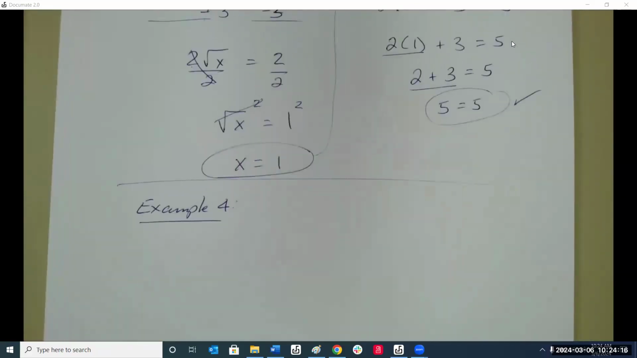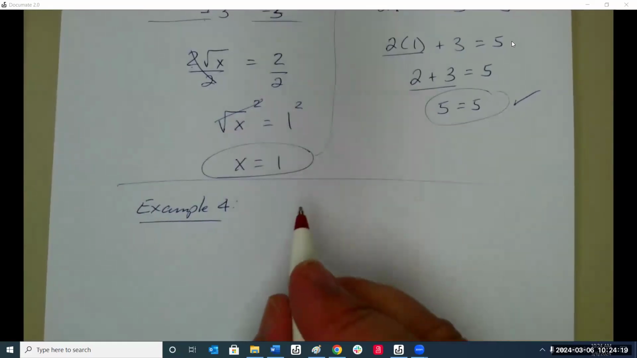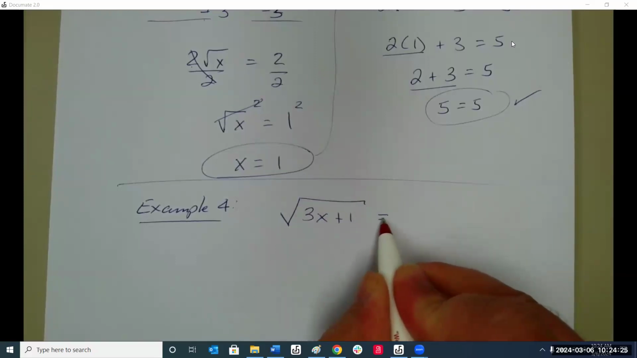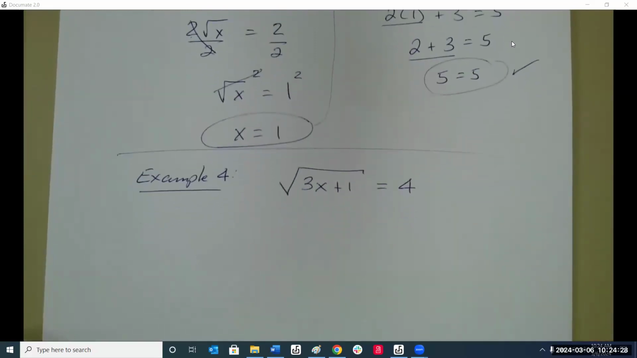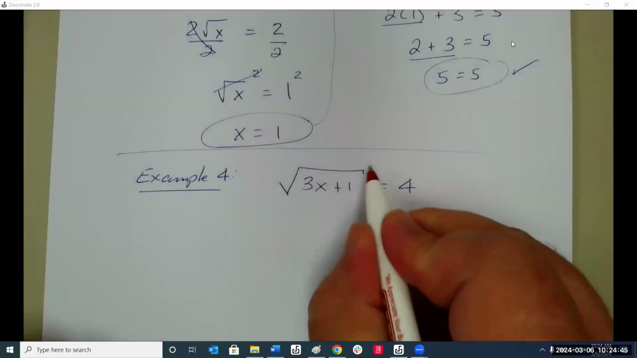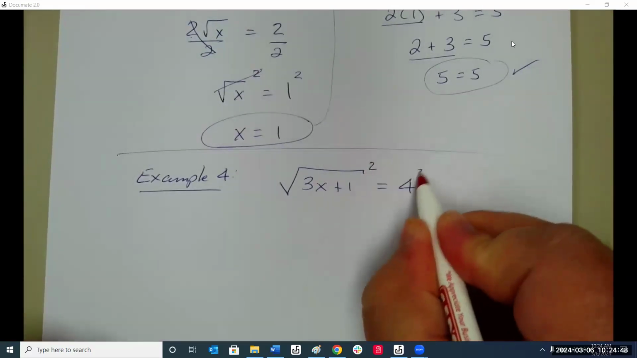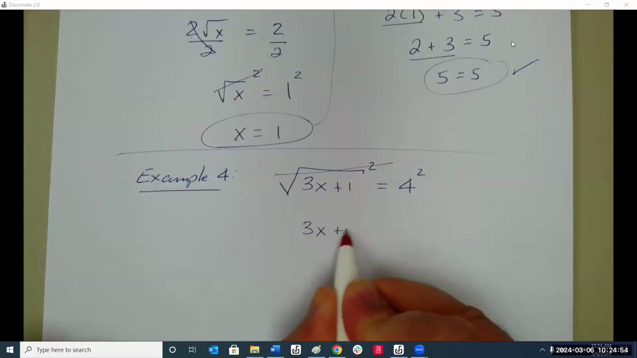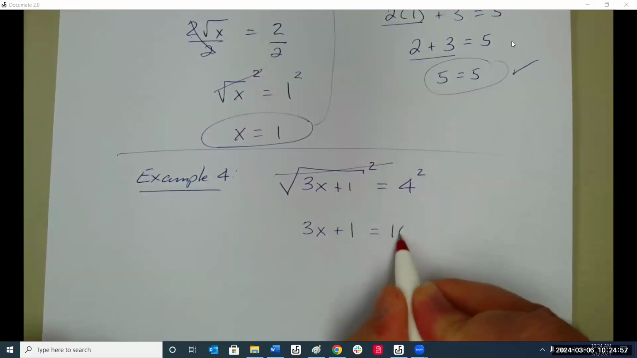Example 4. Square root of 3x plus 1 is equal to 4. Is the radical isolated? Yes, nothing around it, nothing behind it, above it, or below it. So that's done. What do we do next? We square both sides. It's already square rooted, so the square and the square root cancel. 4 squared is 16.